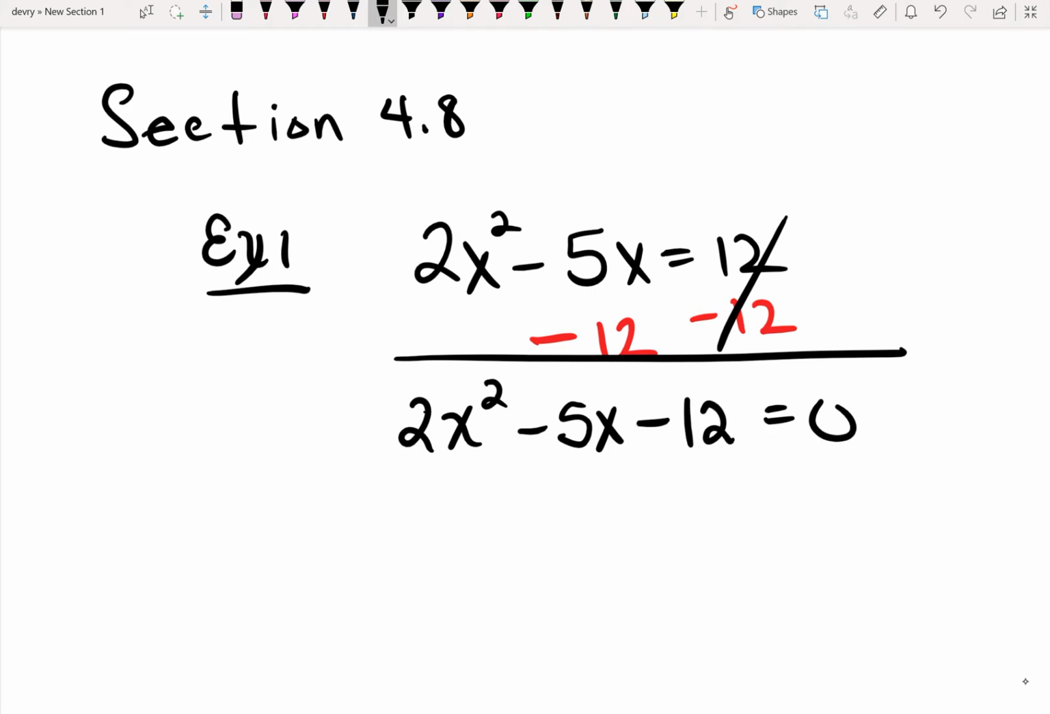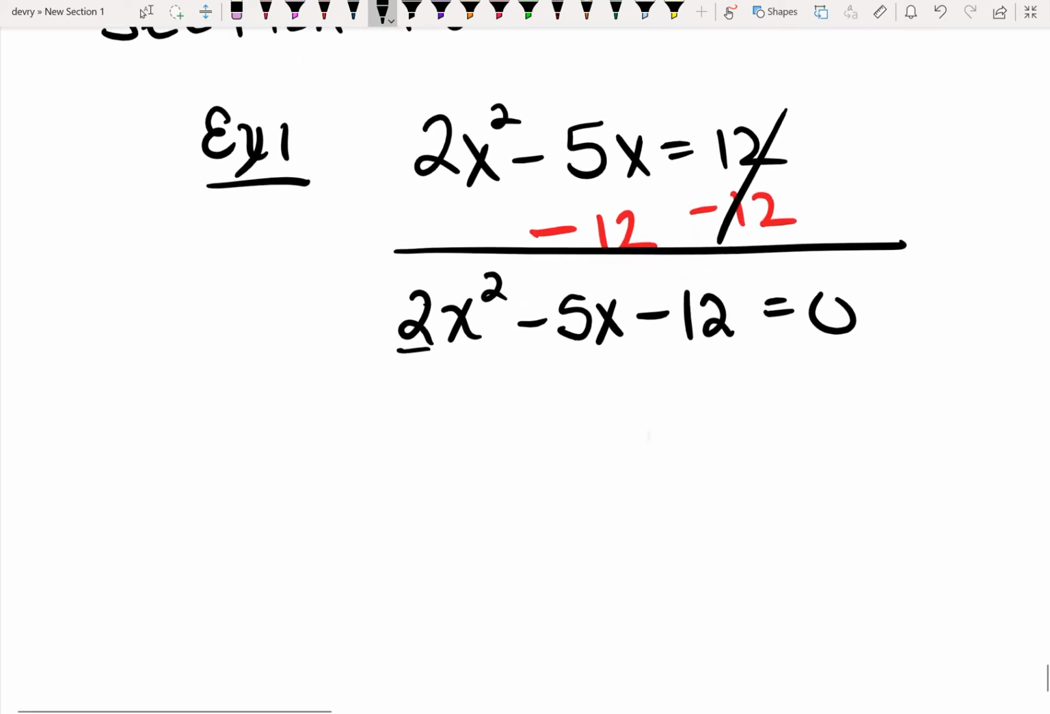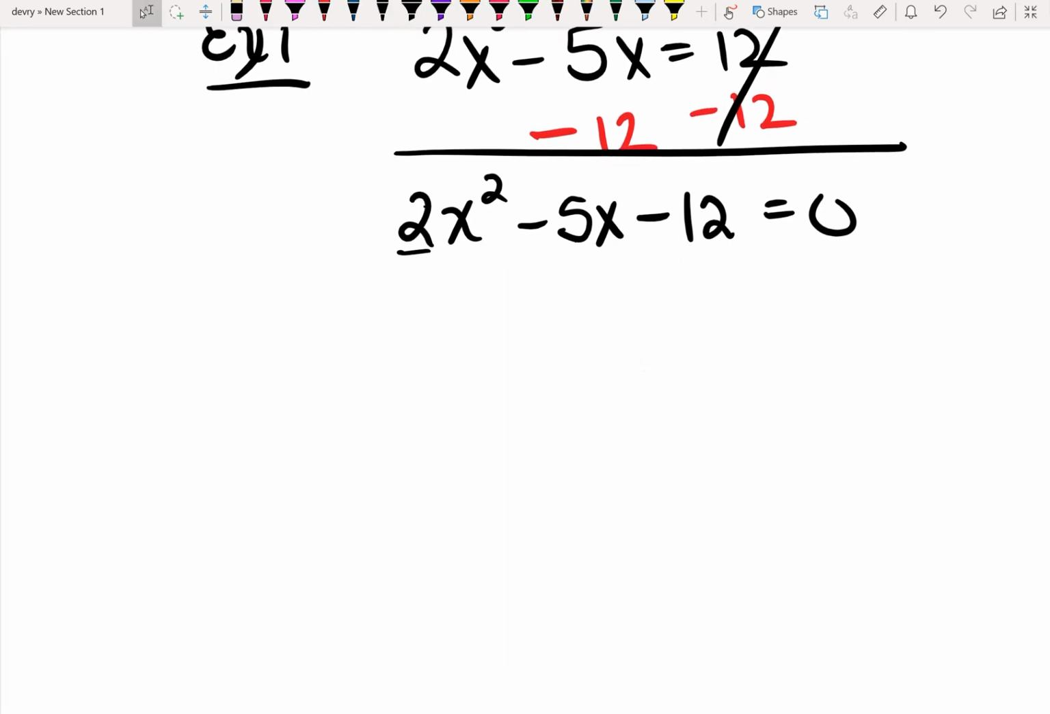Now you notice I cannot add these two because they're not like terms. I also cannot simplify by dividing by 2 even though the leading coefficient is 2, because the 5 is an odd number. So I'm going to use the AC method, or we can also use guess and check since I haven't really gone over that much. Let's do guess and check.